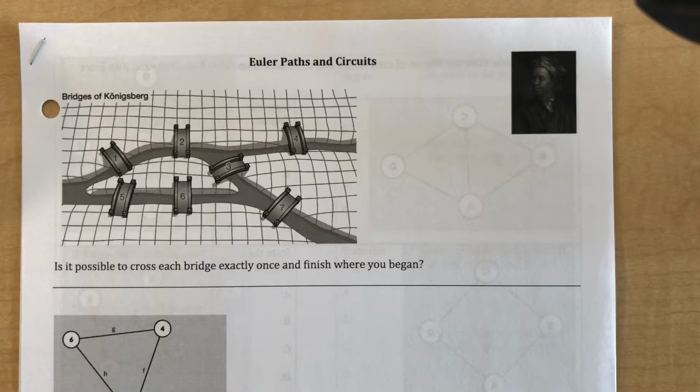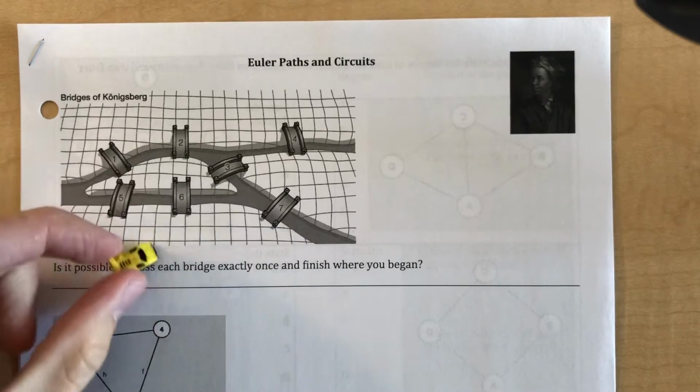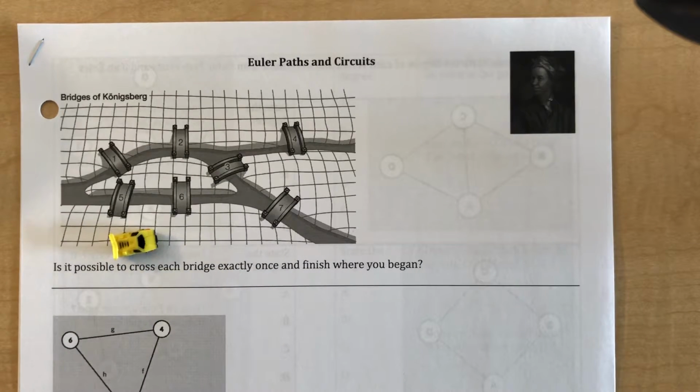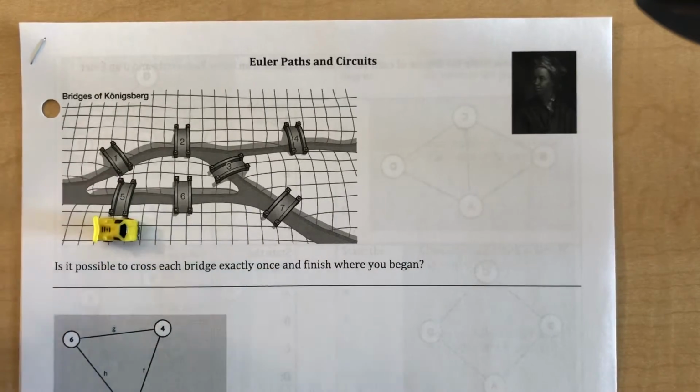And instead of walking across the bridges, I'm going to drive my yellow Lamborghini, and I don't think this is going to work too well. What we're trying to do is basically cross every bridge exactly once and finish where I began. So let's just randomly start here. I'm not going to give you the answer to this, actually. We're just going to experiment with it a little bit, and then we'll go from there.